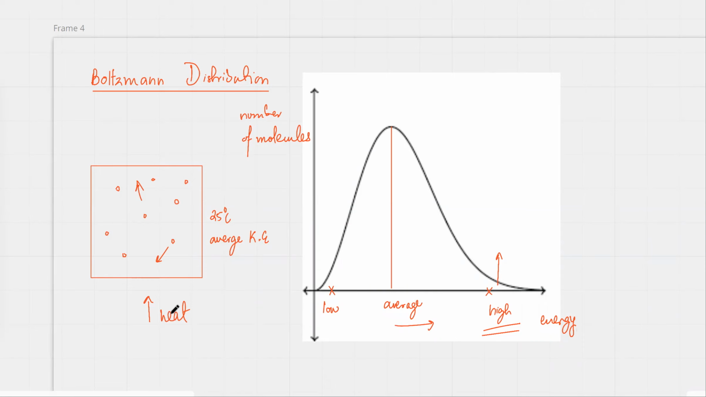Previously the container was at 25, now it's probably going to be at 35 or 45 or 55, a much higher temperature. So the average energy of the particles would also increase. And the number of particles having low energy is going to go down. There would be a lot fewer particles having low energy now. Is this point clear?